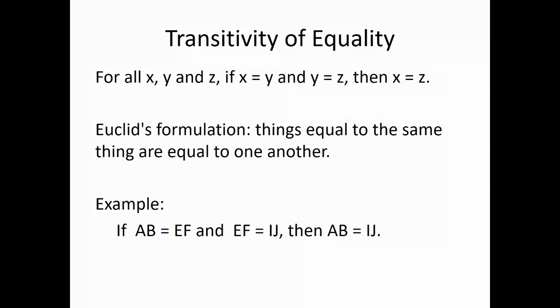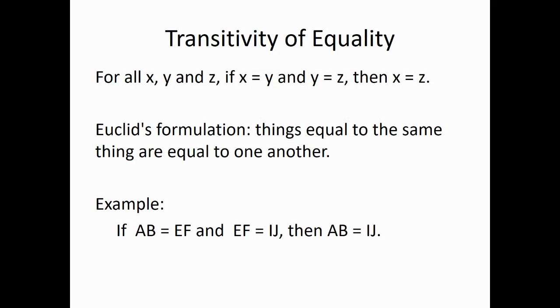Now, the transitivity of equality, which will come up quite often, is one of the most important moves that we will make in our proofs. And what it says is this: if you have three quantities, x and y and z, and if x is equal to y and y is equal to z, then it follows that x is equal to z. That is, if one quantity is equal to a second, and the second is equal to a third, then first and third are equal.